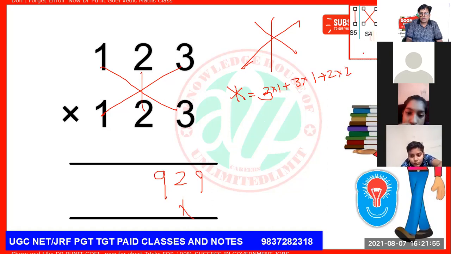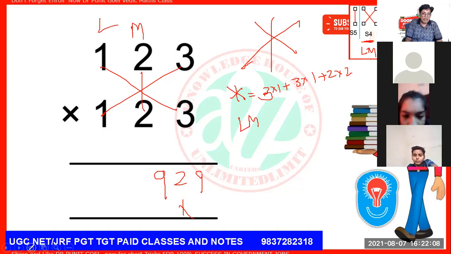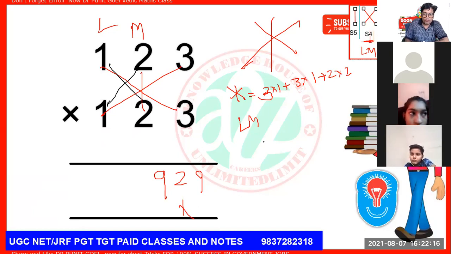Now, step 4, that is LM. LM, left and middle. What is left and middle? This one. Left and middle. I have to multiply left with middle. Now, 2 into 1, 2 into 1. 1 into 2 plus 1 into 2. 1 was carry over.